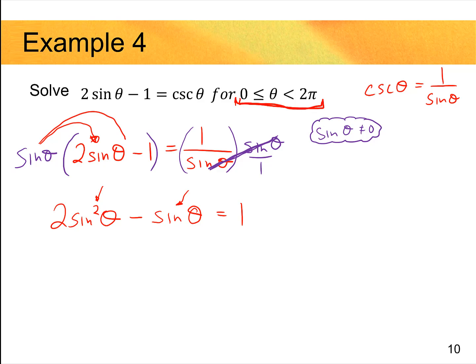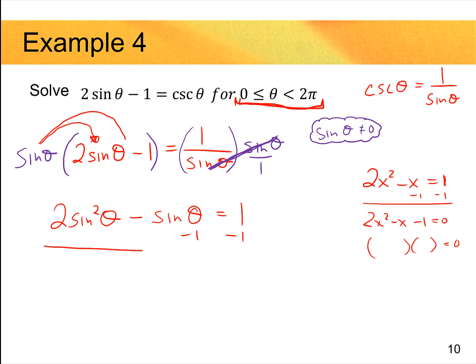So I'm going to have to set it equal to 0 and start factoring, just like we did in algebra. Think back to what you would do in algebra if you had 2x squared minus x equals 1. You would subtract 1 from both sides, right? Set it equal to 0, and then start factoring down. That's exactly what we're going to do here. So first things first, before we start factoring, we have to set things equal to 0.